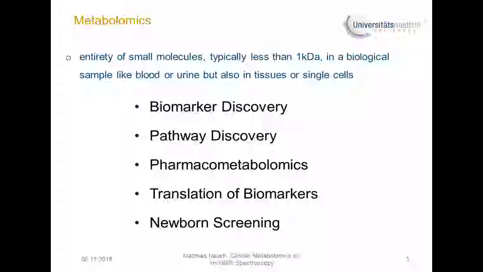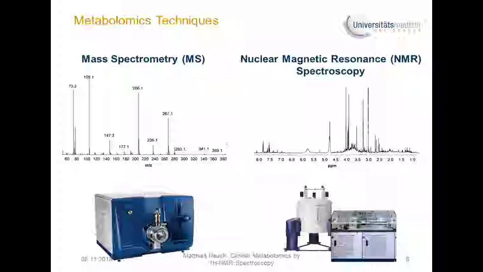Metabolomics, as defined, is the entirety of small molecules, typically less than 1 kilodalton, in a biological sample like blood or urine, but also in tissues or single cells. We apply metabolomics for biomarker discovery, for pathway discovery, for pharmacometabolomics, for translation of biomarkers, and for instance, in newborn screening, but this is not the topic of this talk today.